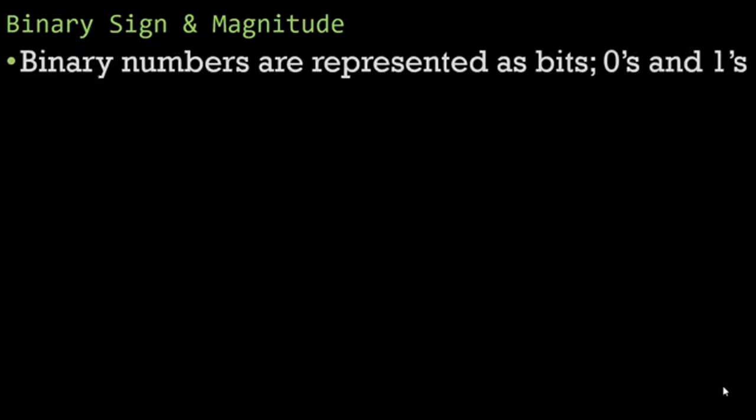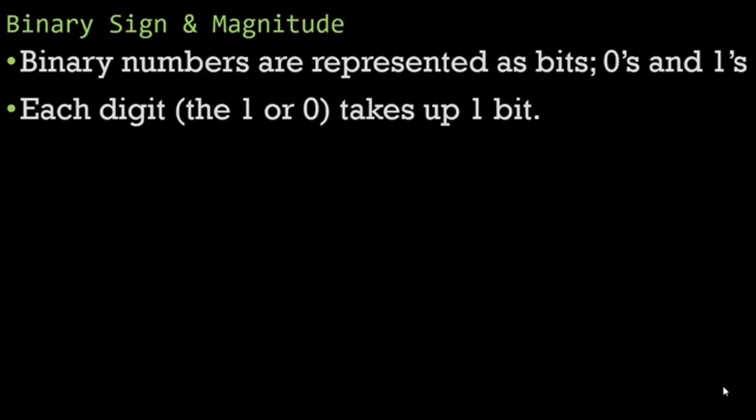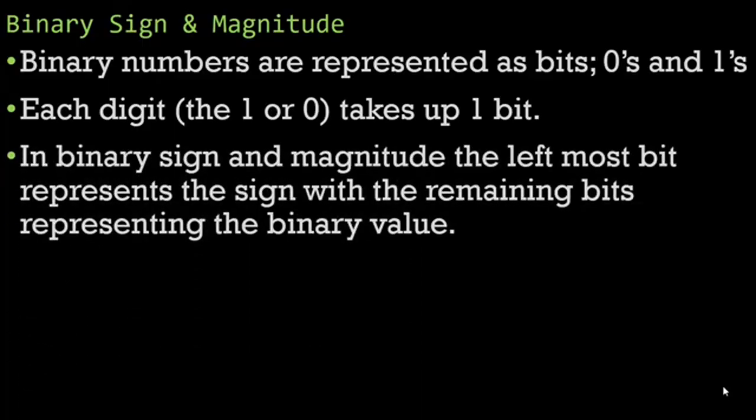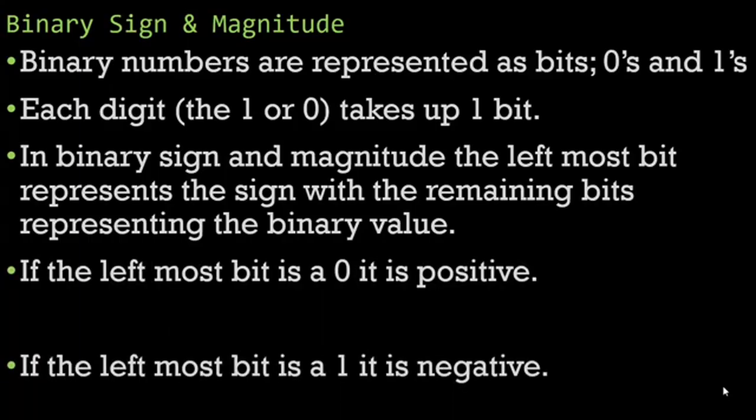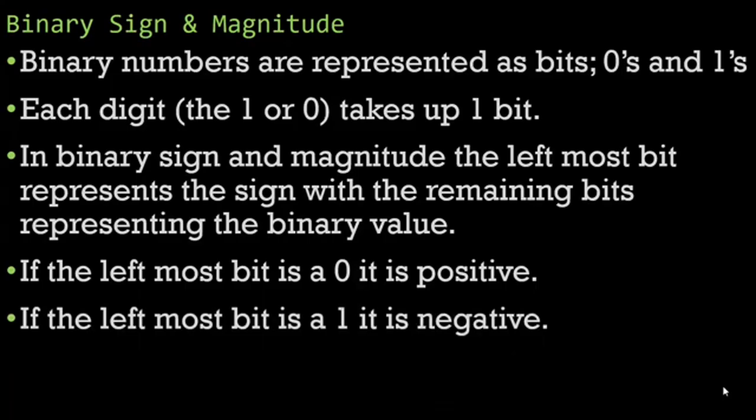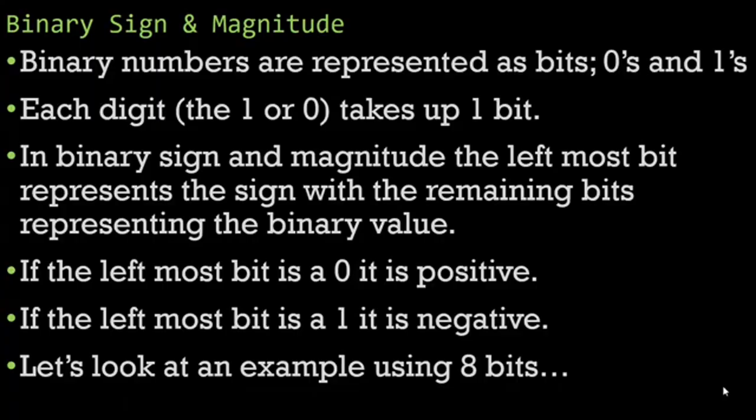So binary numbers are represented as bits, zeros and ones. Each digit, the 1 or the 0, takes up 1 bit of space. Now in binary sign and magnitude, the leftmost bit represents the sign, with the remaining bits representing the binary value. So if the leftmost bit is a 0, we know we're dealing with a positive number. If the leftmost bit is a 1, we know we're dealing with a negative number. So let's look at an example using 8 bits.